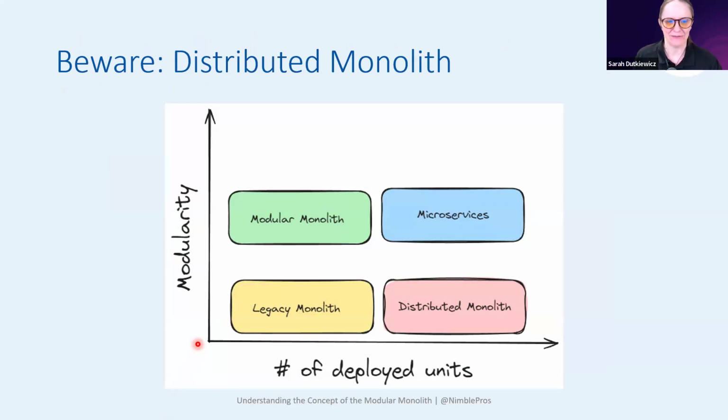So I was lucky enough to catch my friend Jay Tower talking about not building these distributed monoliths. He was presenting that at CodeMash this year, and I was just like, oh no, what is the distributed monolith? Because I've worked with legacy, and I've talked about modular before and microservices, but what is this quadrant? You'll notice that it's got a high number of deployed units and a low level of modularity. So that's already not a good sign.